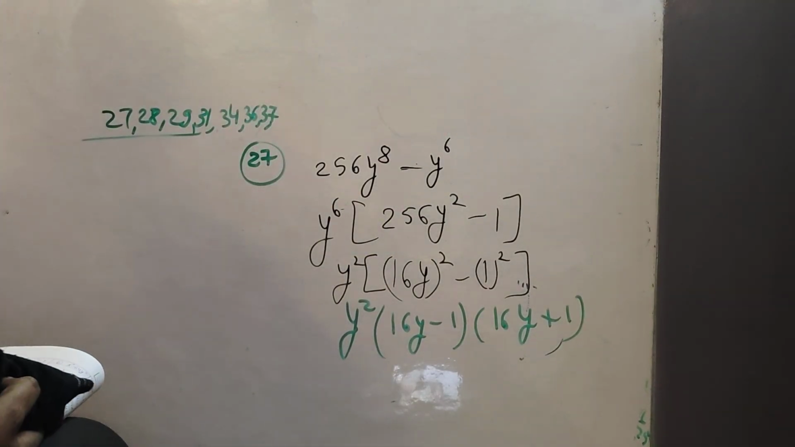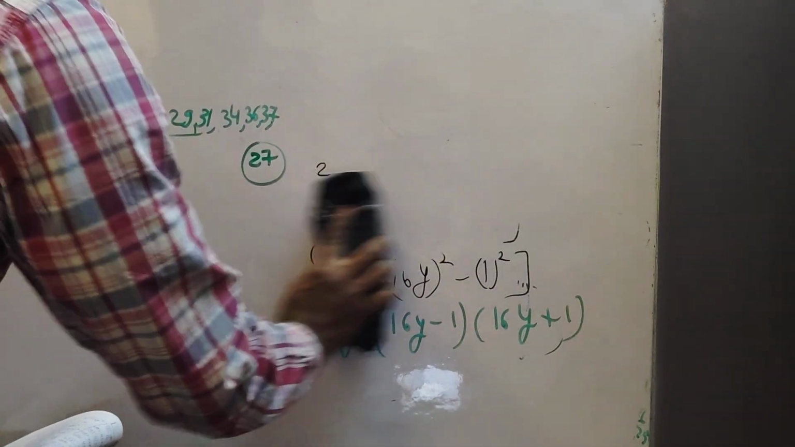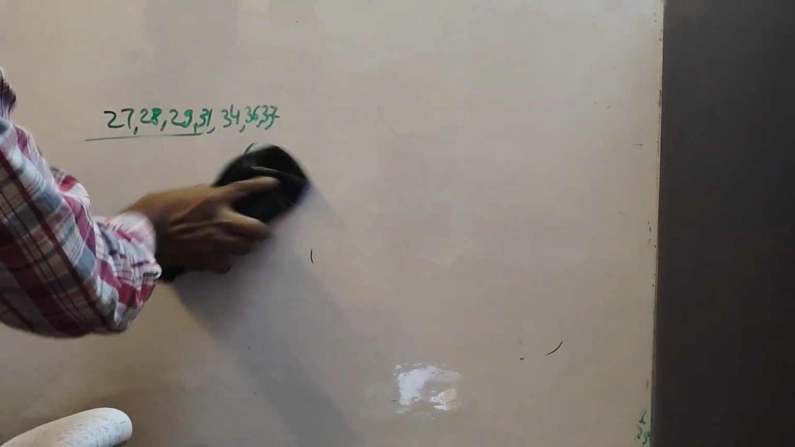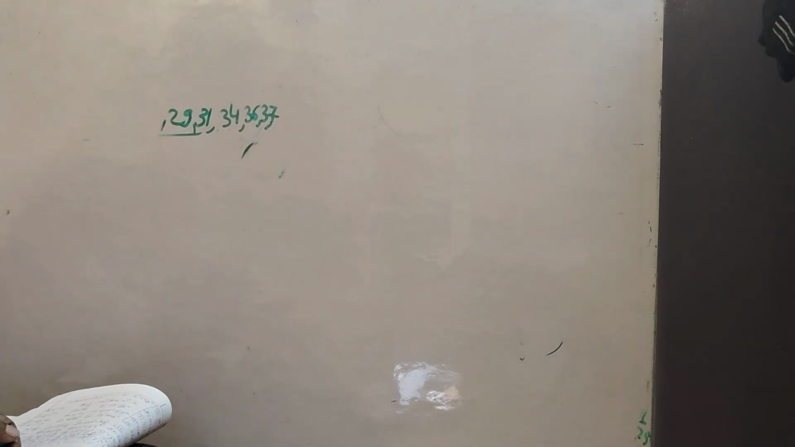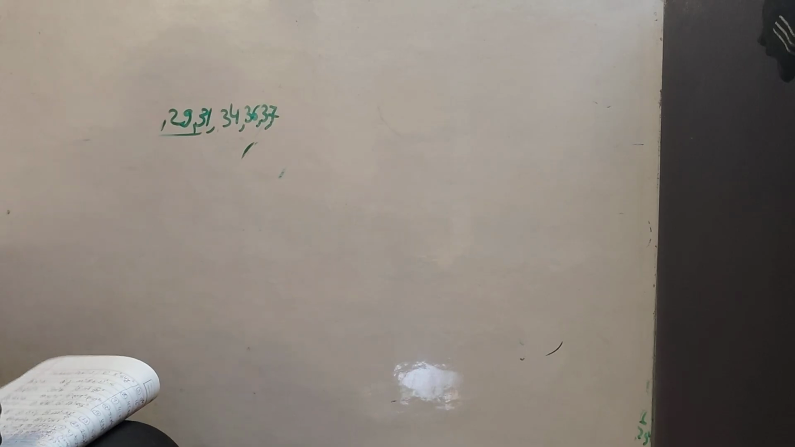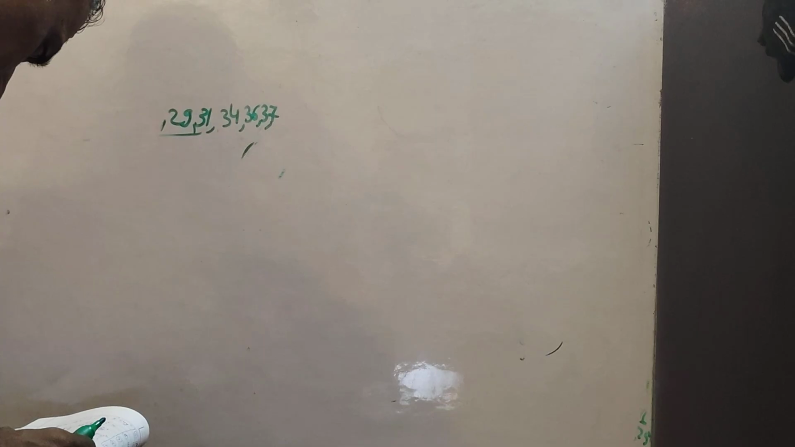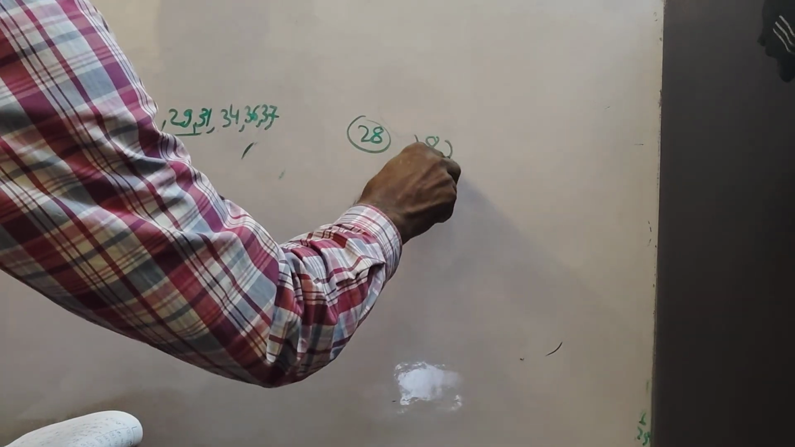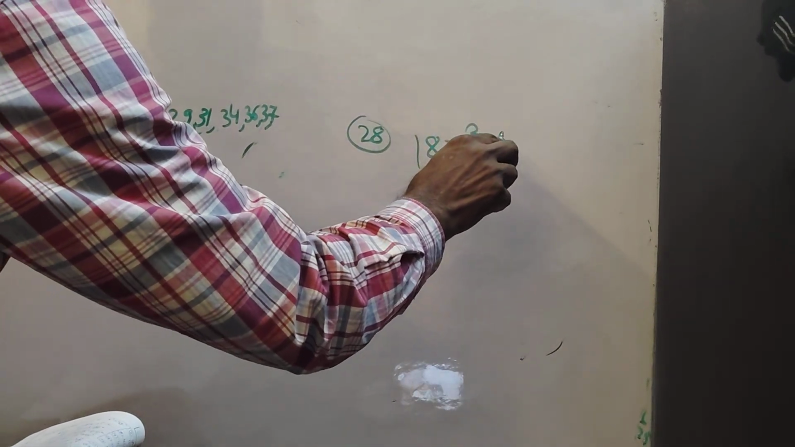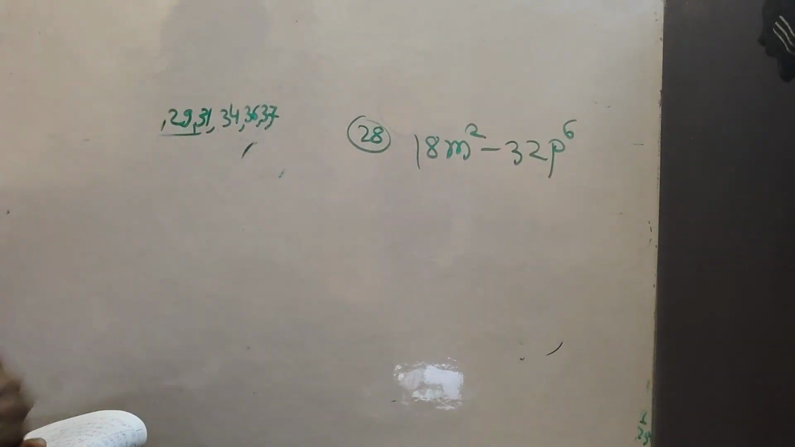Similarly, question number 28. So again 28 is interesting. So what is the trick here now in 28? In question number 28, the trick is here. So in the 29th answer, the trick is 18m squared minus 32p raised to the power 6. So we take the common first in numbers.